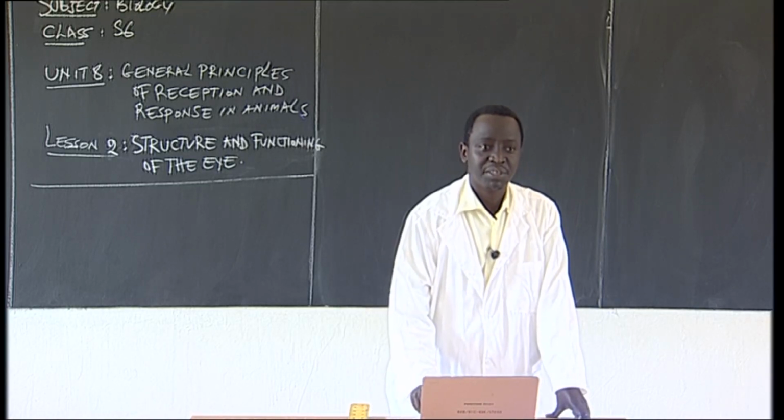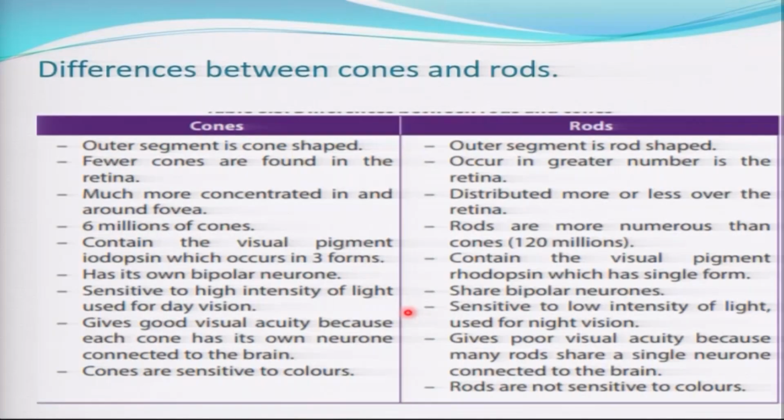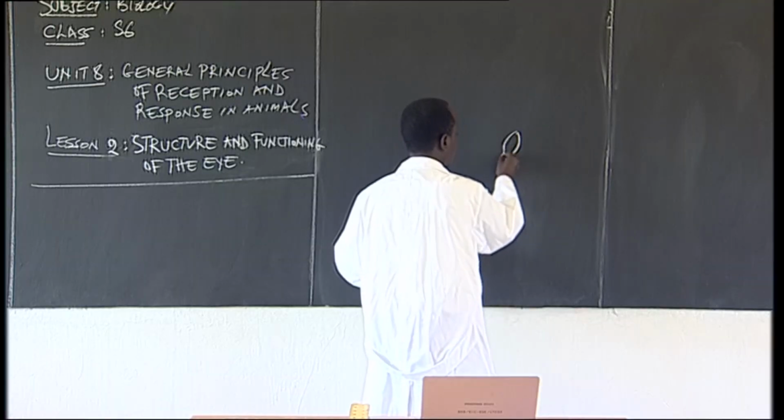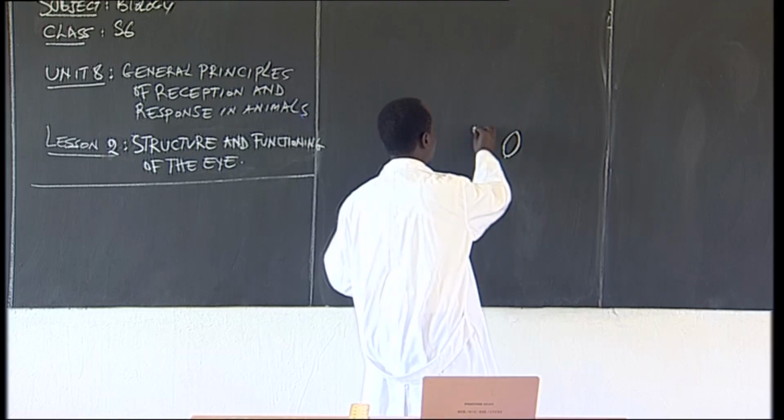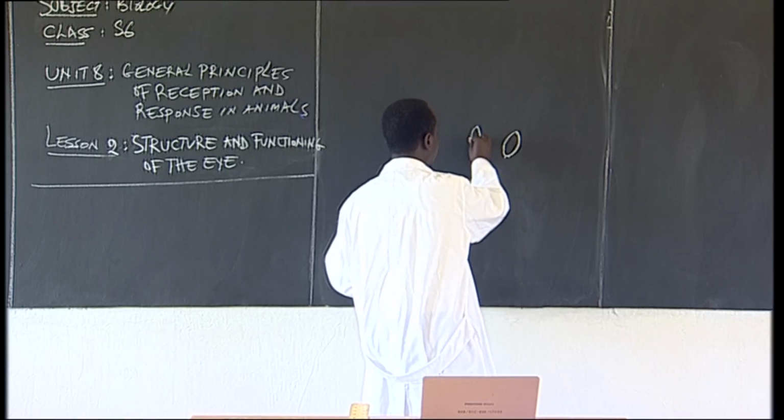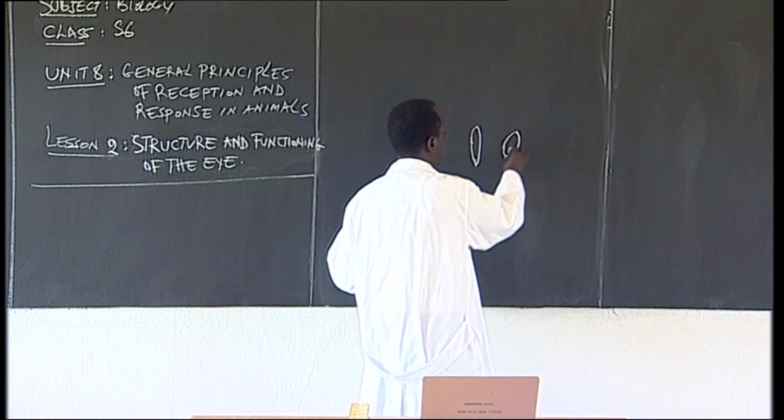Nice. So now, those are cones and rods. They are different. You can see how they are different. They are called cones because the outer segment is cone shaped. While rods have an outer segment which is rod shaped. Rod shape is like this. This is a rod like this. And then cone. Actually, this is a rod. This is a cone like this.